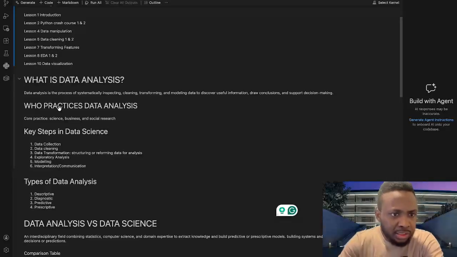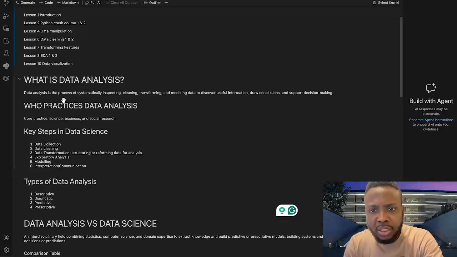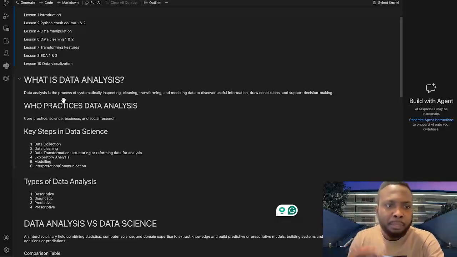So data analysis, from what I have here, I said data analysis is the process of systematically inspecting, cleaning, transforming, and modeling data to discover useful information, draw conclusions, and support decision making. Now, if you look at this definition very well, you will notice some terms. Now, the first term here says inspecting.